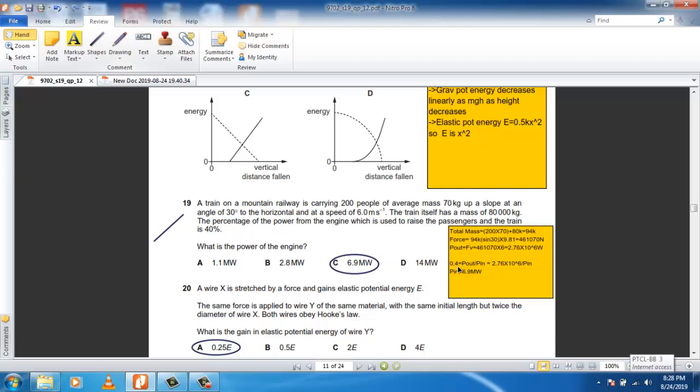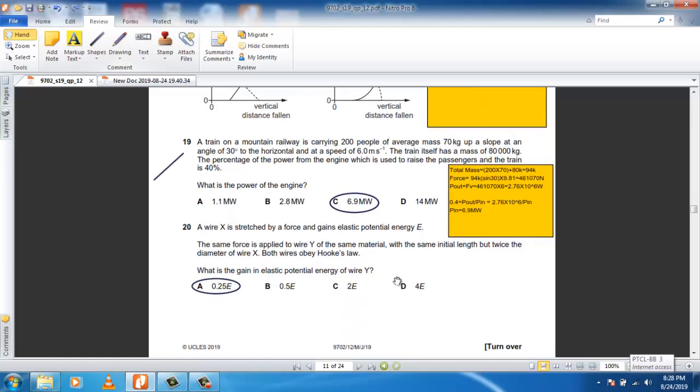So 0.4 equals P out over P in, equals 2.76 times 10 raised to the power 6 divided by P in. So P in, the input power, is 6.9 megawatt. Just calculate it like this. For this question, you just have to know that it's along the slope, and the formulas, and that's it.